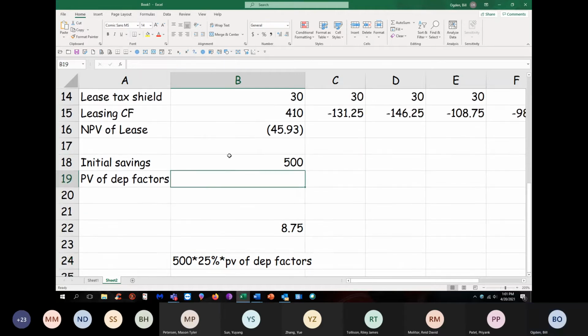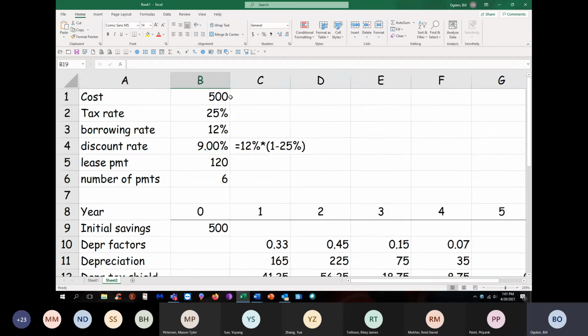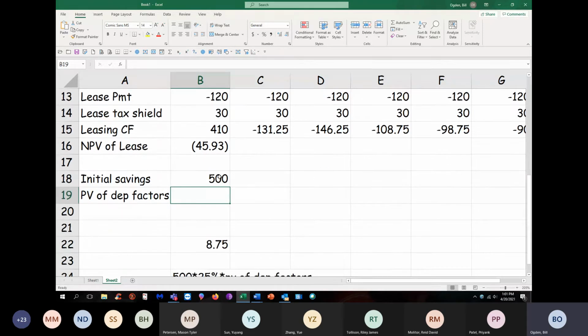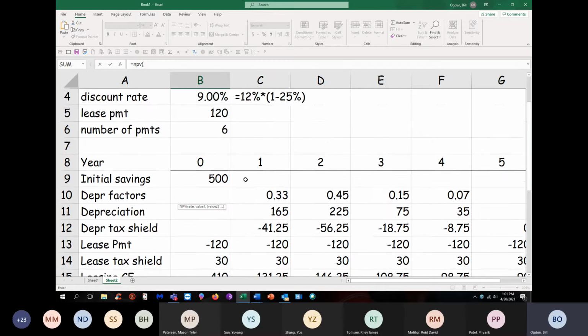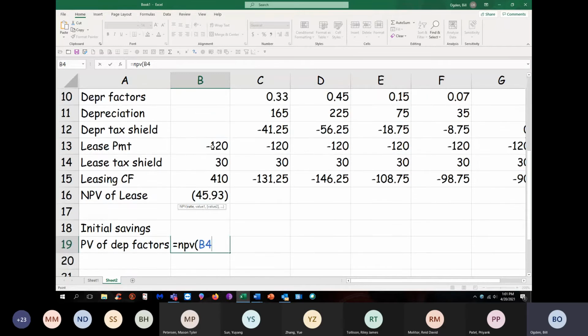How does the column get so wide? I don't know. Anyway, so let's do that. So we're going to say equals NPV, correct rate, always the after-tax cost of an equivalent loan. So in this case, 9%. Okay, comma. And then we will highlight the factors.